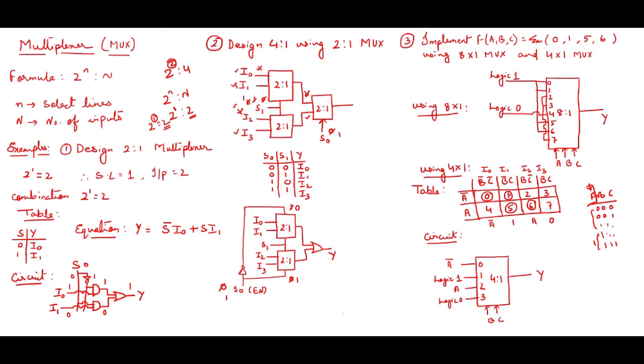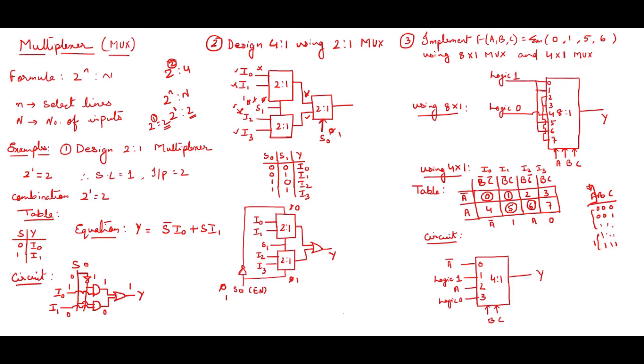Now I'm circling the values which are given in the question. 0 is given, I circle this 0, 1 is given, I circle the 1, 5 is given, I circle the 5, 6 is given, I circle the 6. Okay, now you see these are the inputs which I will get. See over here, if you observe, only 0 is circled, this is not circled. So from here I can take out A complement. Why? Because this lies under A complement.